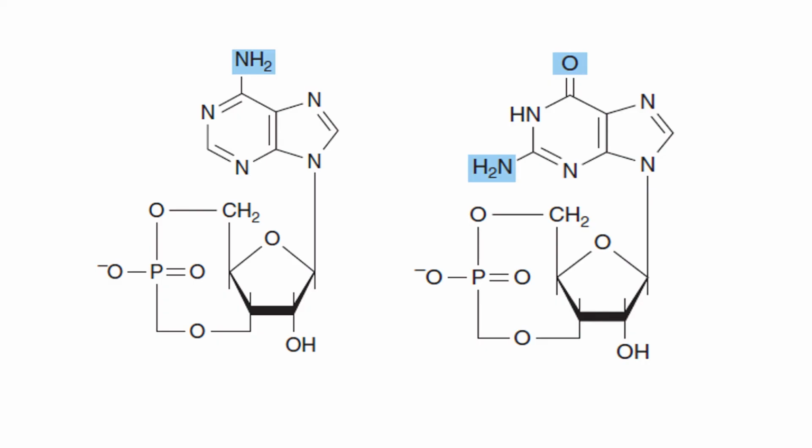This is the structure of cyclic AMP. It is formed from ATP. This is the 3' to 5' cyclic AMP, where adenine is the nitrogenous base. Similarly, this is the structure of cyclic GMP, where guanine is the base. Cyclic AMP and cyclic GMP are both very important during signal transduction, and they are nucleotides.